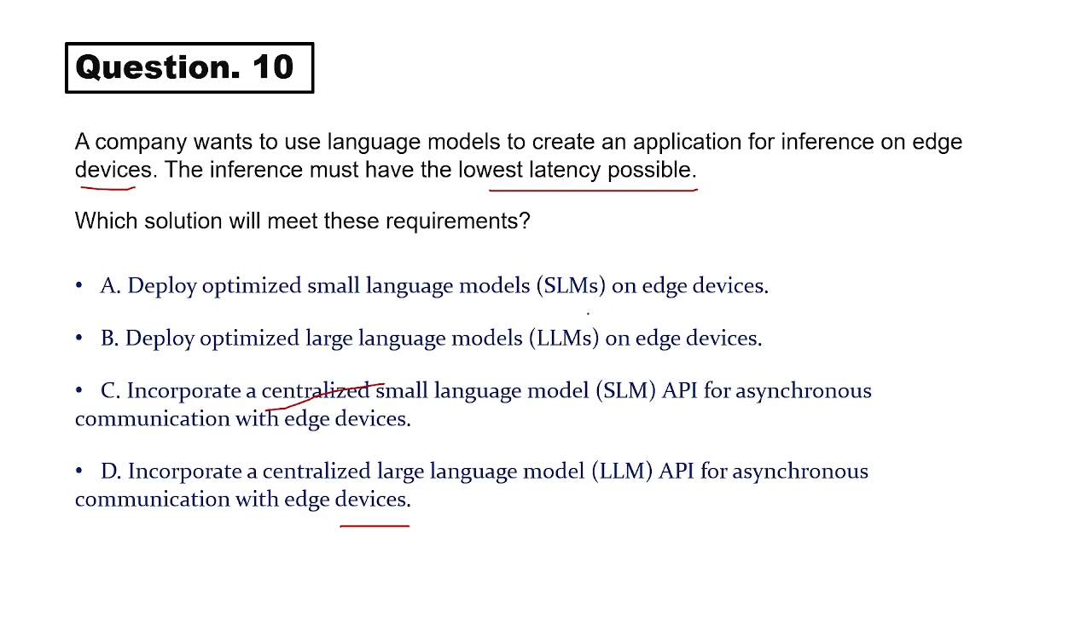Okay, now let me reveal the correct answer. Here, option A, deploy optimized small language models on edge devices, is the correct answer. Because deploying optimized small language models on edge devices ensures low latency because inference happens directly on the devices without relying on cloud communication. And small language models are lightweight and designed to run effectively on devices with limited resources. And it makes them ideal for edge computing.